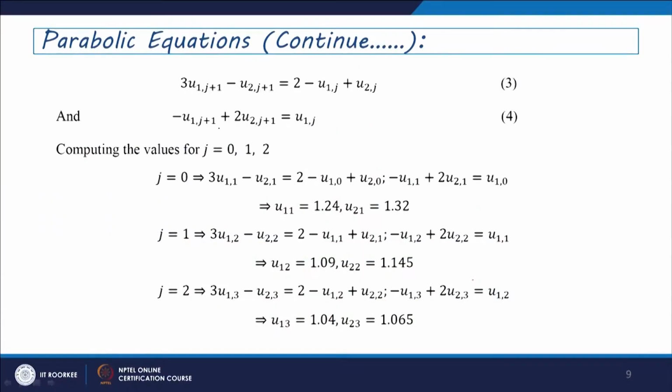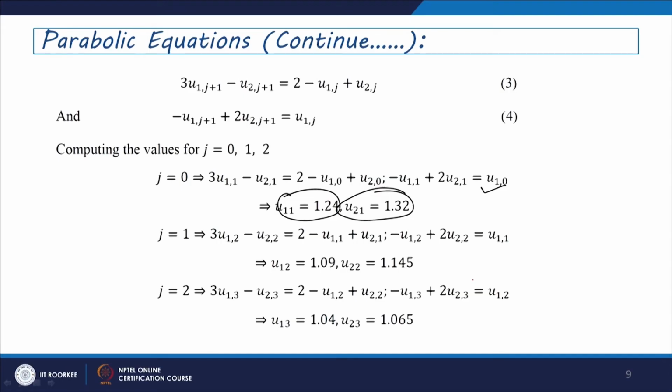So, if we go for this computation for different j values, like j equals 0, 1, 2 for different time levels, then we obtain the equation 3 u1 1 minus u2 1 as 2 minus u1 0 plus u2 0 here, and the second one minus u1 1 plus 2 u2 1 equals u1 0 here. If you separate the u1 1 term, that can be computed as 1.24 here and u2 1 as 1.32 here.